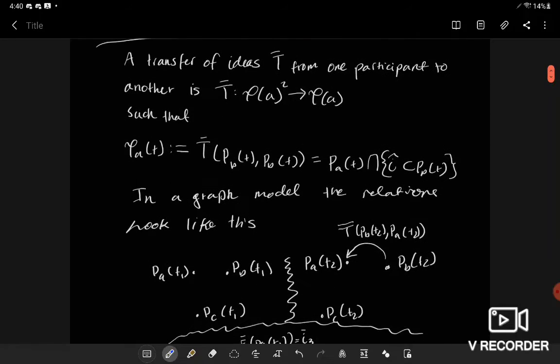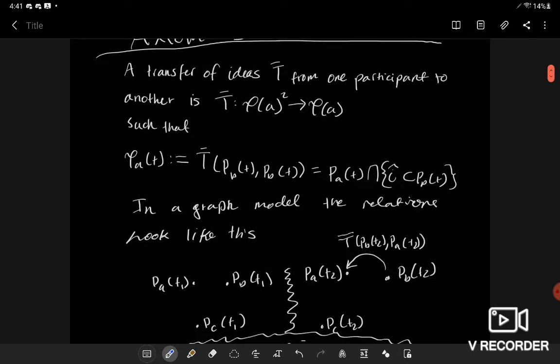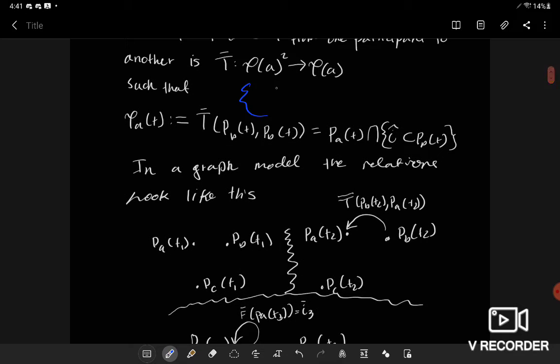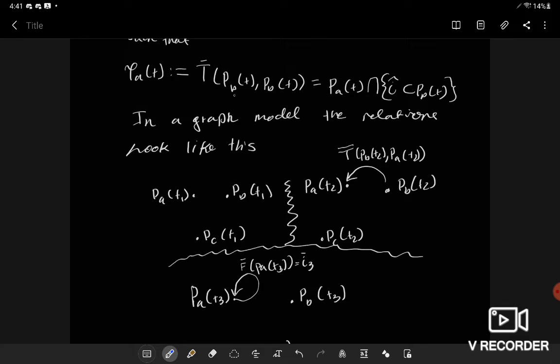Axiom 3 is the function t, which is just the function that explicates the transfer of information into the system. So we basically take a set. We get two participants, and then we map it to one participant. So basically we're getting the set of ideas of participant B, and this should be A.